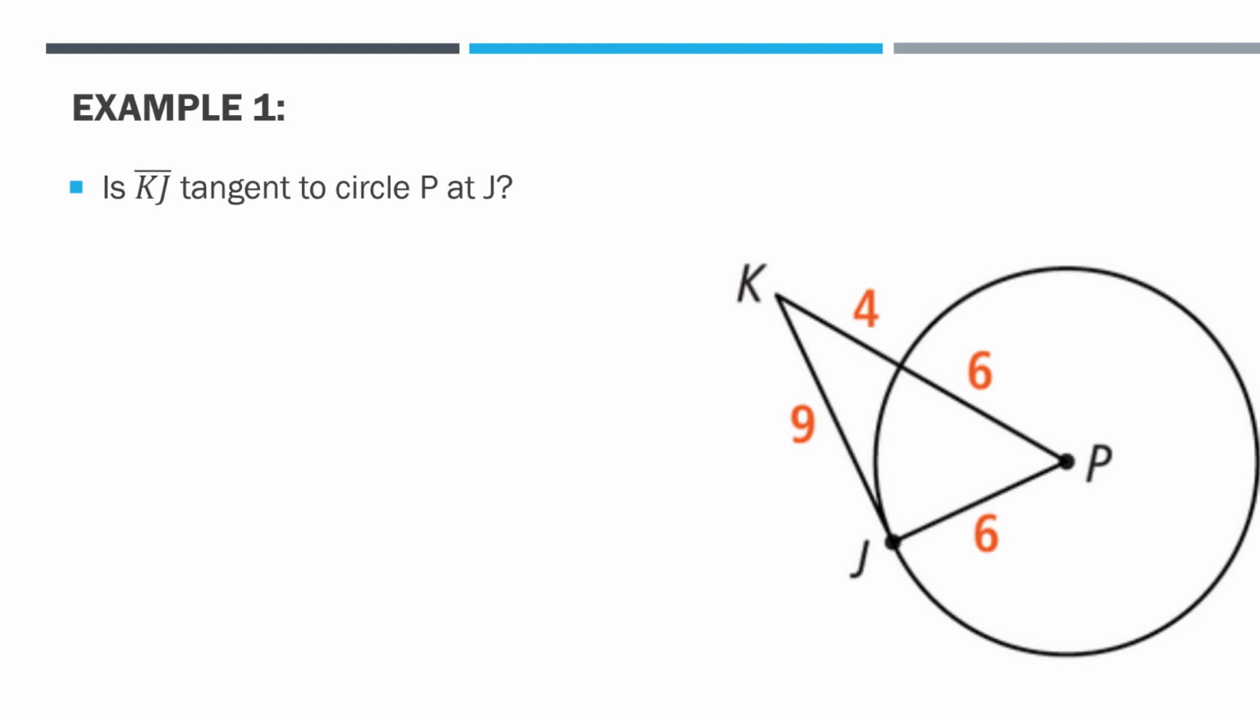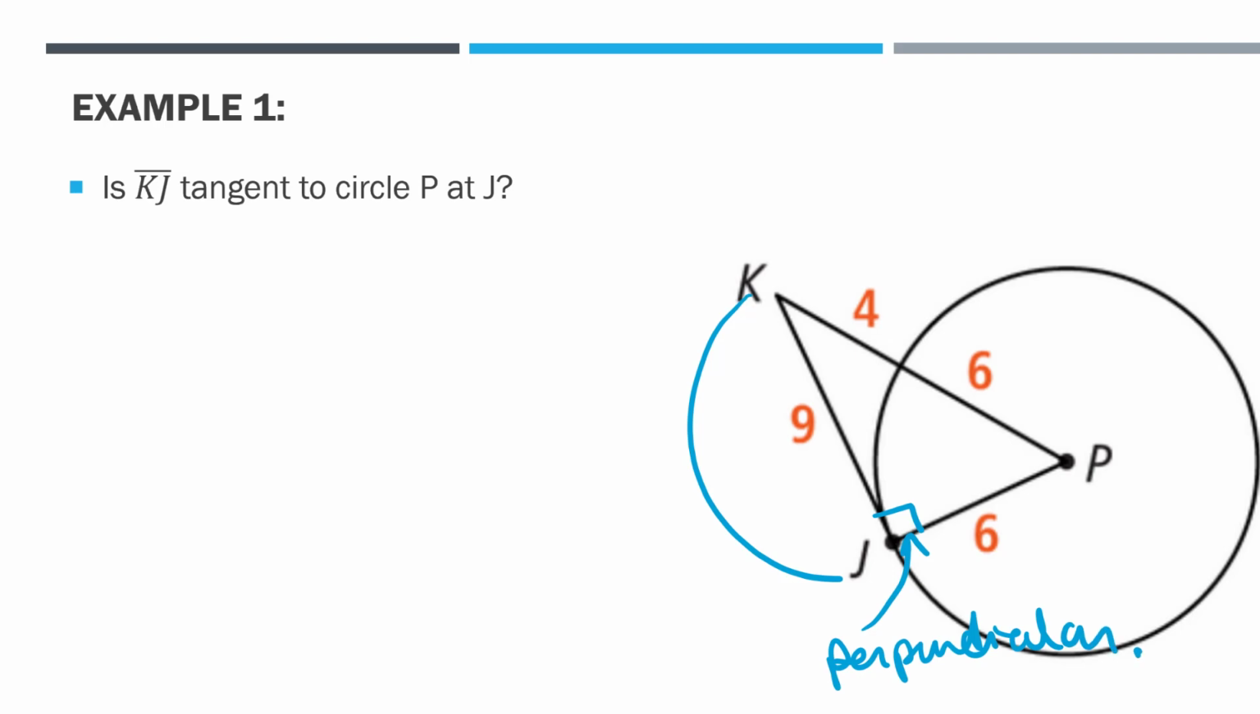Example 1. Is KJ tangent to the circle P at J? So the question that we're asking is, is this line here, KJ, tangent? If it is tangent, then by definition, this angle must be perpendicular to the radius.